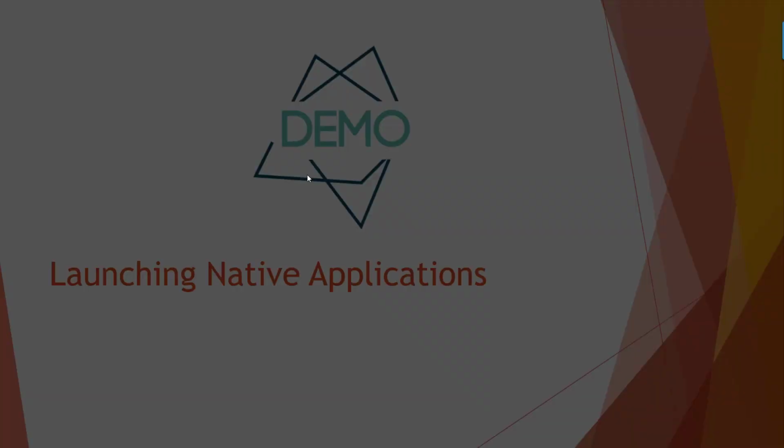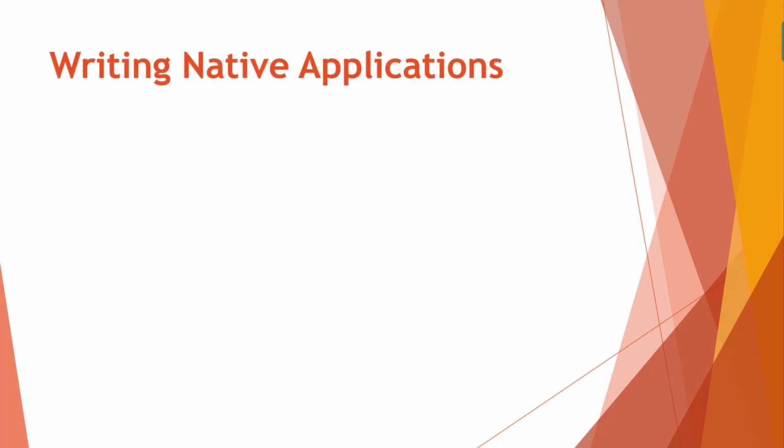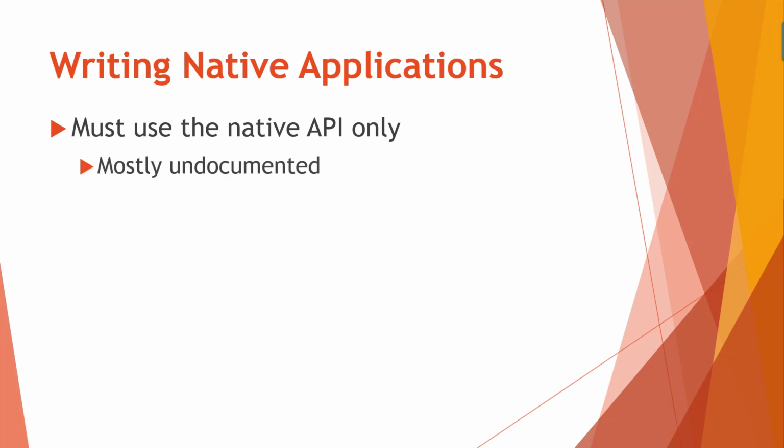So let's go back to the slide. So we know how to launch native applications normally, and the only thing remaining is just to discuss some other odds and ends related to native applications. One of them is about writing. This is just summarizing the things that I already mentioned. So we have to use native API from NtDll. There's really nothing else we can do. Mostly it's undocumented, and that's one of the challenges for writing native applications, because some things that you want to do, you might not know how exactly to do that.